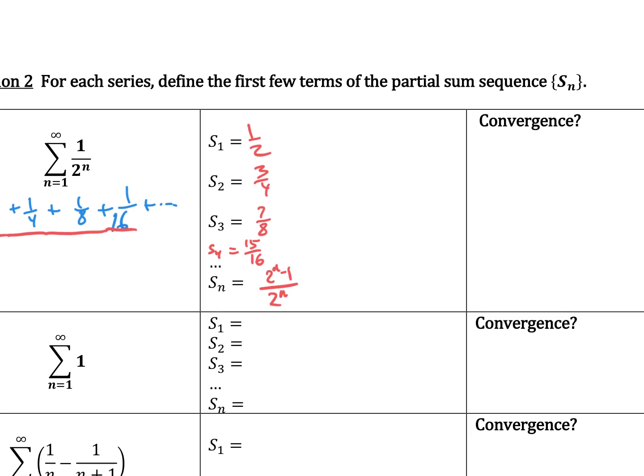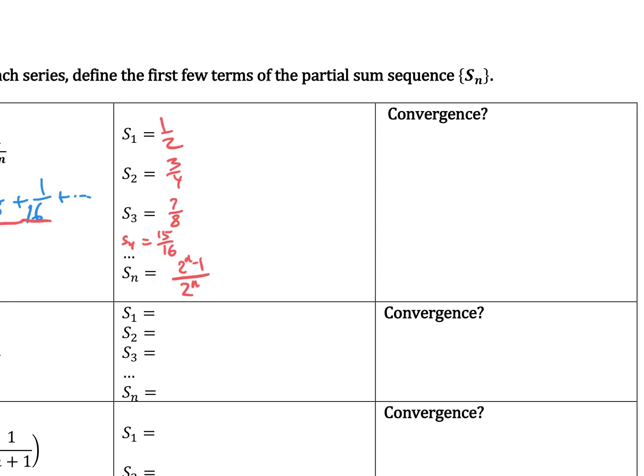Okay, so the question now is, does this converge? Well, do you know what the limit is of 2 to the n minus 1 all over 2 to the n? Well, as you go to infinity, this 1 doesn't matter. It's 2 to the n over 2 to the n, and so this limit is 1. So this converges. Okay, we can just kind of always tell logically that it's always going to be 1 less on top. It's going to get real close, and so this is going to 1.